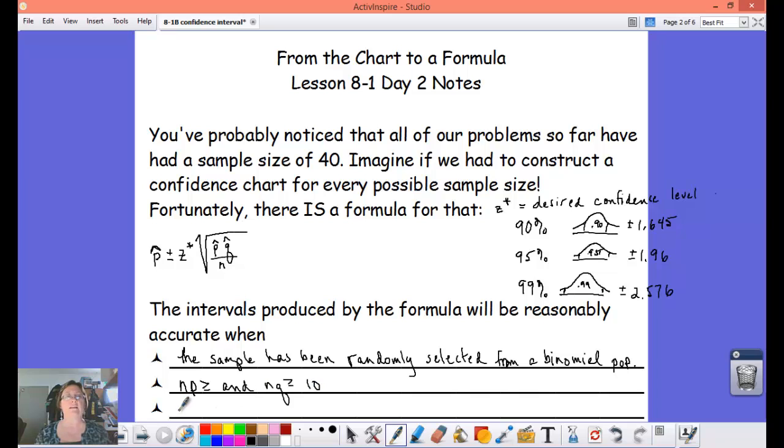And finally, the population must be at least 10 times larger than your sample. So greater than or equal to 10n. You want to have a large population and large enough sample sizes to assure that you meet the sample size requirement here, the population requirement here.